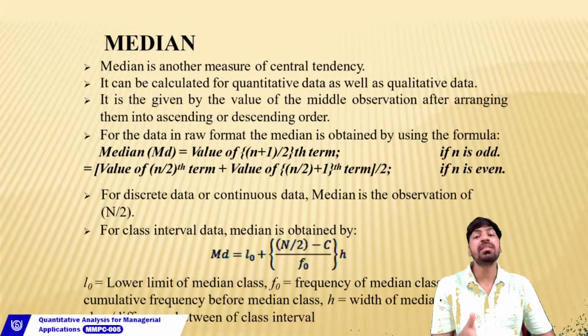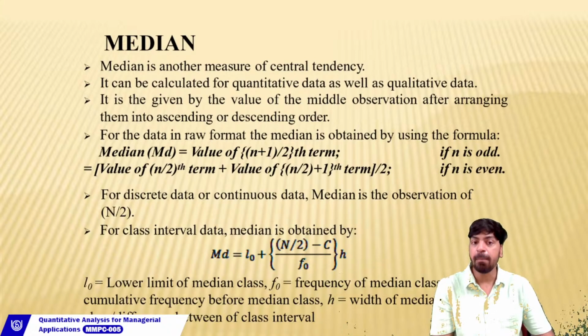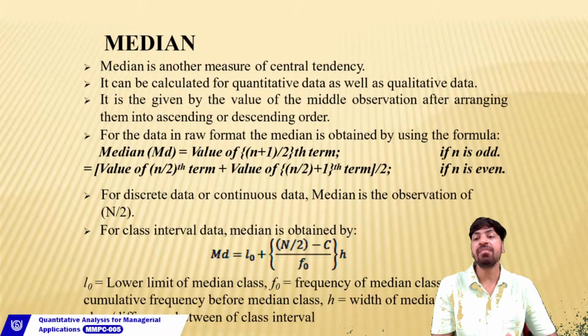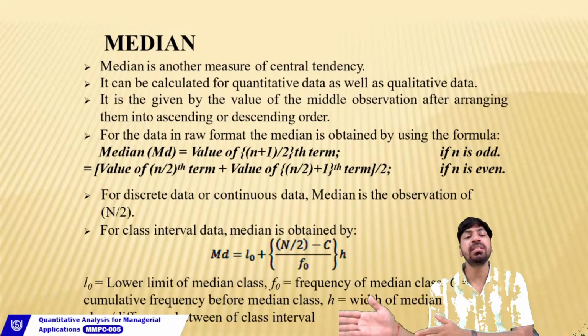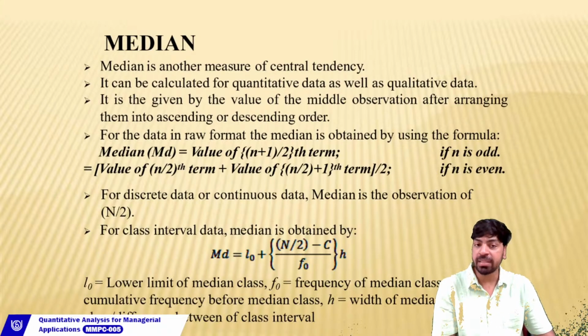When n, the number of observations or the total frequency, is even, the median is calculated as the value of the n by 2 item or term plus the value of the (n by 2 plus 1) item, divided by 2. This formula will be applied if n is an even number like 36, 42, in fact 12, 6, 10. So when these even numbers come up, you have to use the formula: n by 2 item plus (n by 2 plus 1) item, all divided by 2.